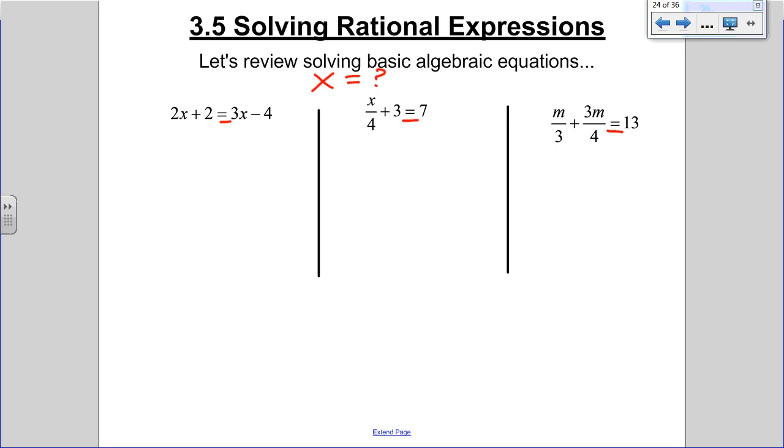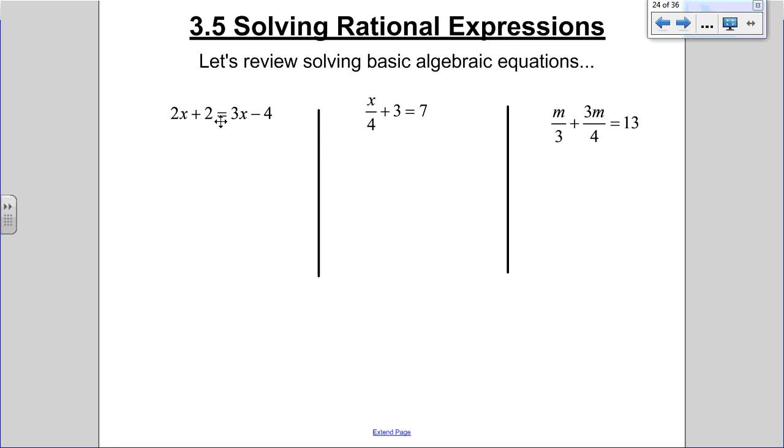Everything else before now, there's never been an equal sign. All you've ever been doing is simplifying. Now, you're going to solve. Solve means there's an equal sign in the question. Before we actually solve rational expressions, we're going to remind ourselves just how to solve equations.